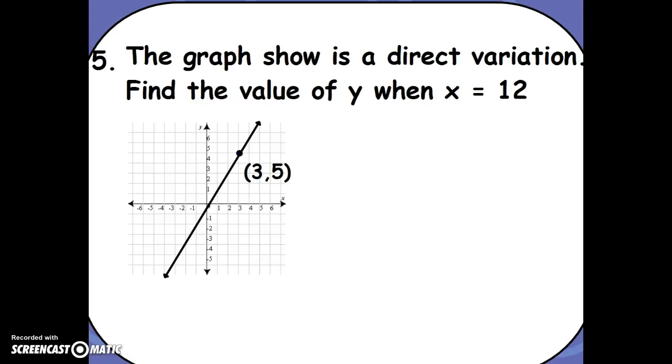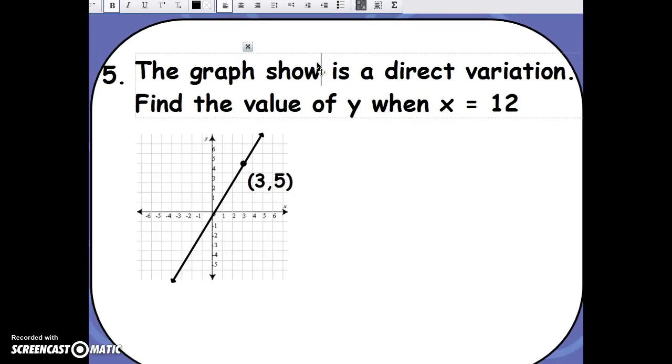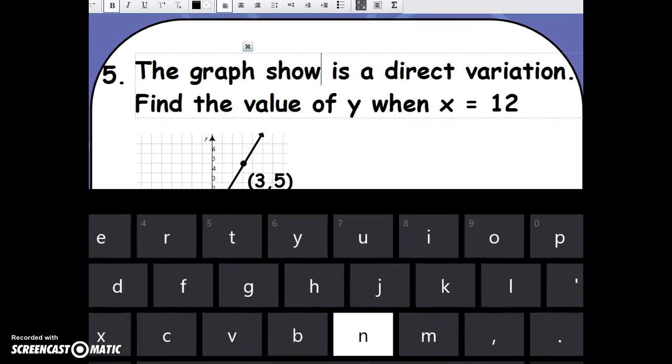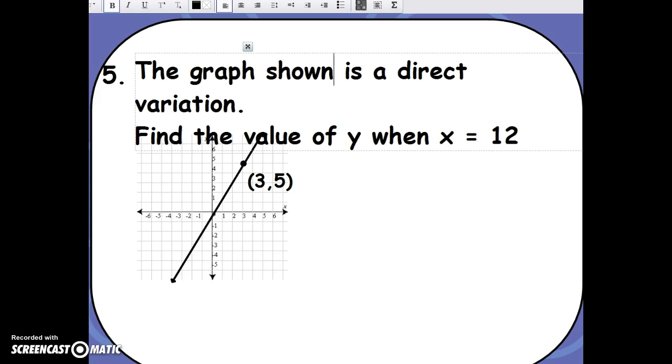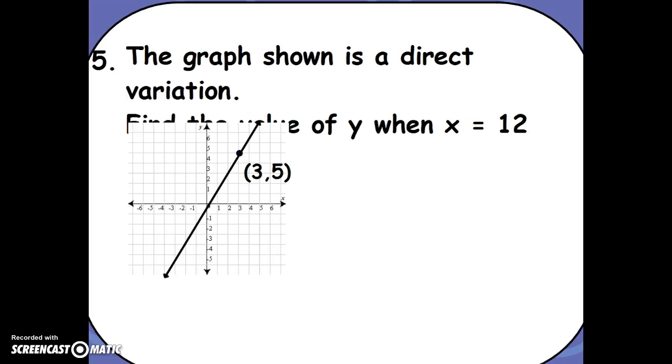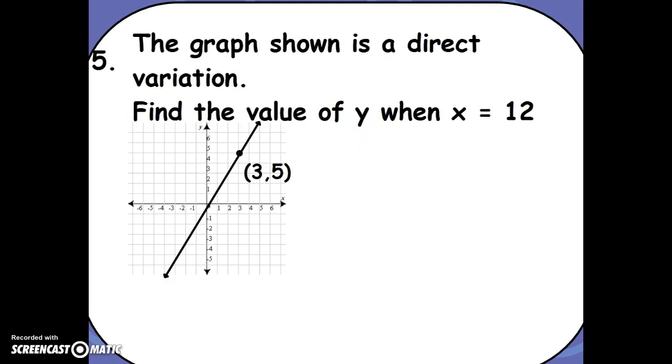Okay, next question. The graph shown is a direct variation. Find the value of y when x is equal to 12. First of all, let's fix that typo because that is bugging me. That should be shown. There we go. The graph shown is a direct variation. Okay, so we're going to find the value of y when x is 12.